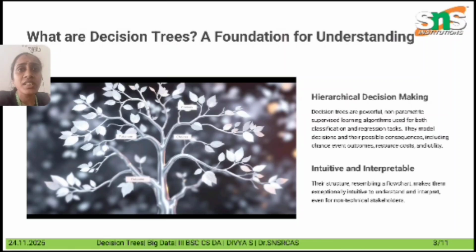Decision trees are very powerful supervised learning algorithms which can be used for both classification and regression tasks. Normally, a decision has possible consequences, including the chance of event outcomes, resource costs, and utility. The structure resembles a flowchart, which makes it intuitive to understand and interpret, even for non-technical stakeholders.